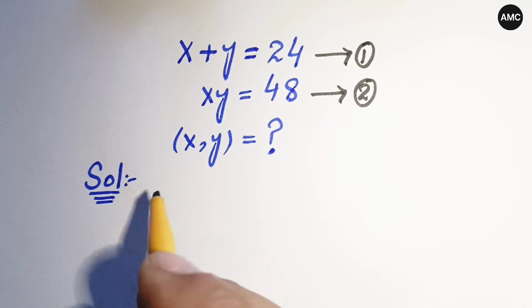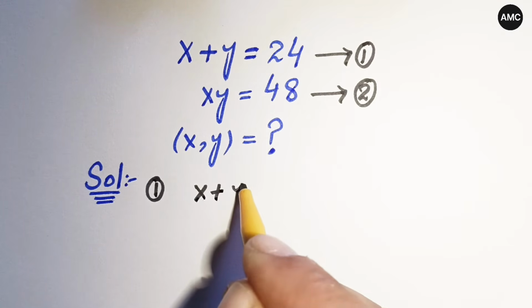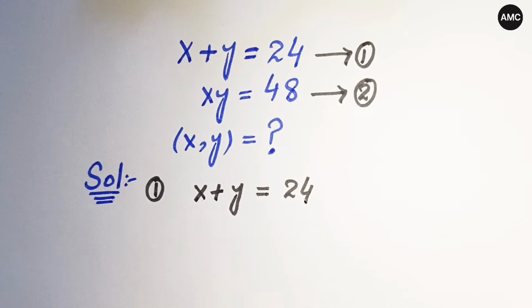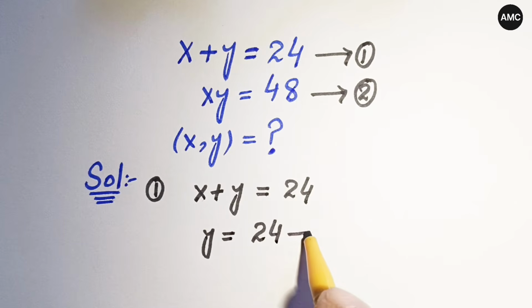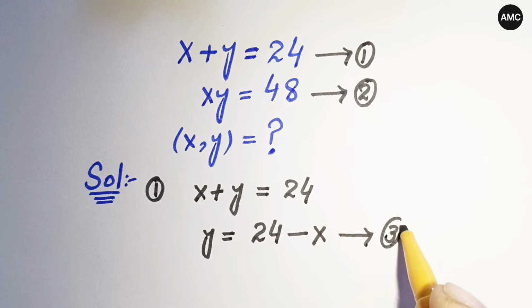Now from equation 1, that is x plus y is equal to 24, if we shift this x to our right hand side, then y will be 24 minus x. Let's say it is our equation 3.